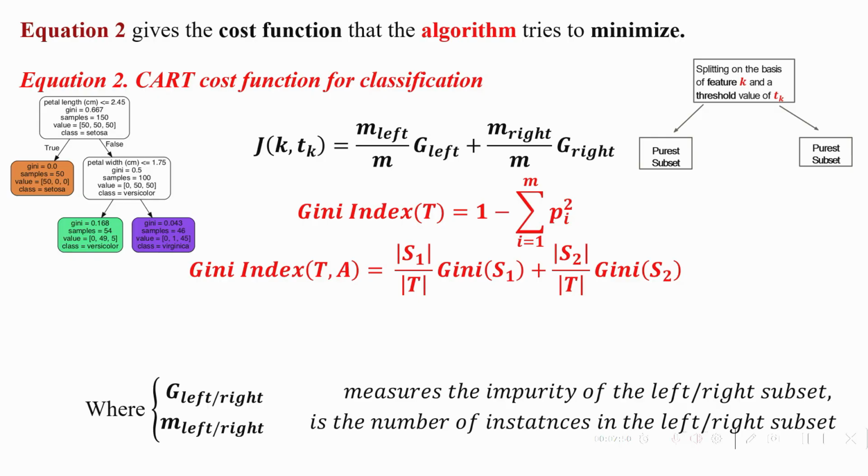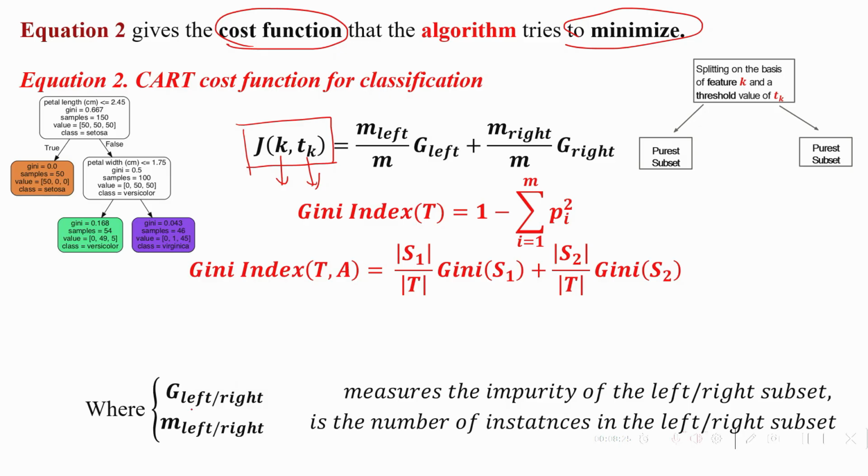Here it gives some cost function that the algorithm tries to minimize. Our aim is to find the cost, and the algorithm minimizes that cost function. Here we are using a formula: J of K comma Tk, where K is our feature and Tk is the corresponding threshold value, is equal to M left by M into G left plus M right by M into G right.